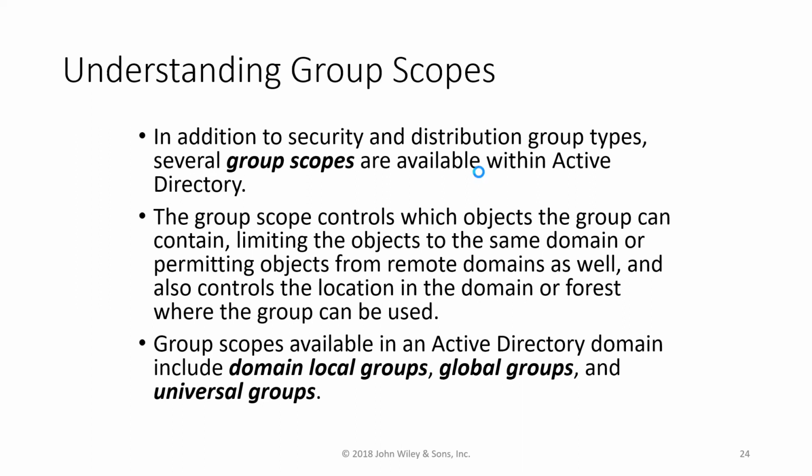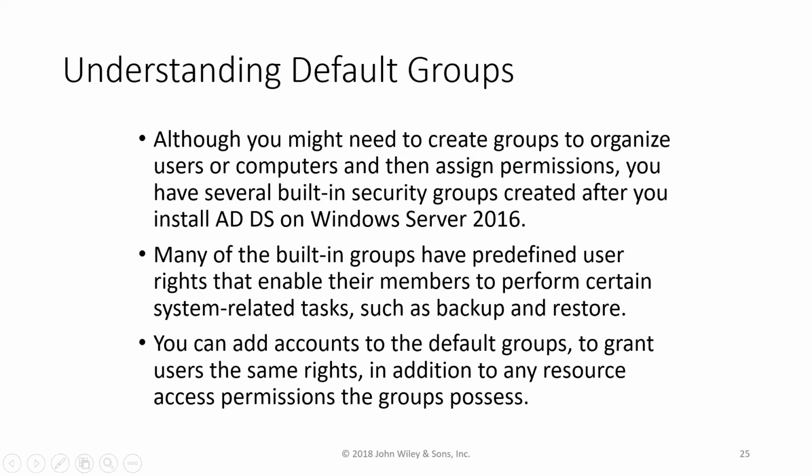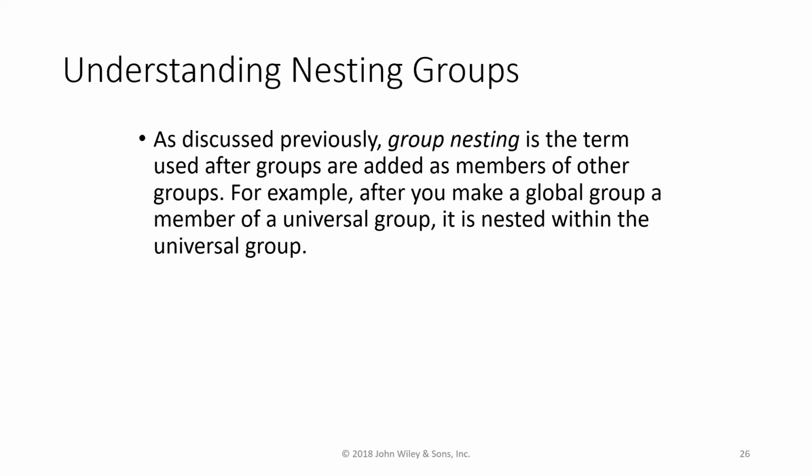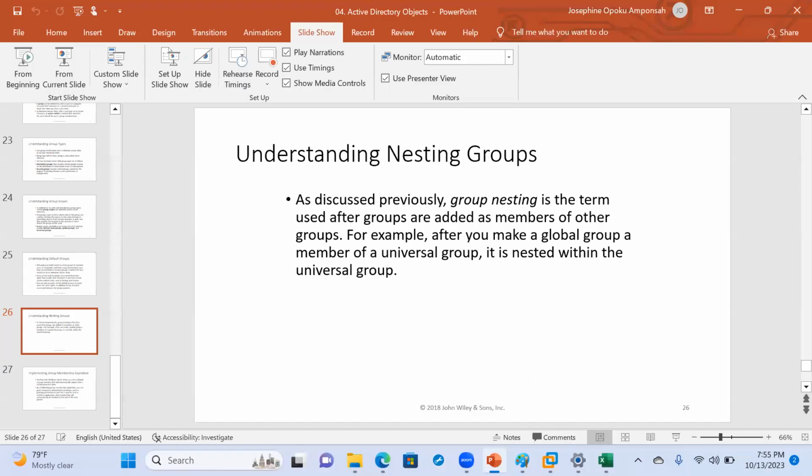So there isn't much to talk about groups. Besides that, there are default groups in Active Directory, and I think we've seen them in the built-in container. And then you can also nest groups. Nesting groups means you can add a group to another group. So let's go straight forward and look at how to create groups. It's very, very simple, just like all the things that we have done so far.